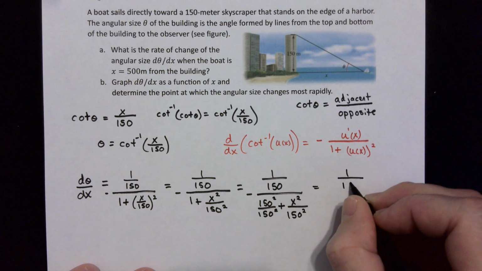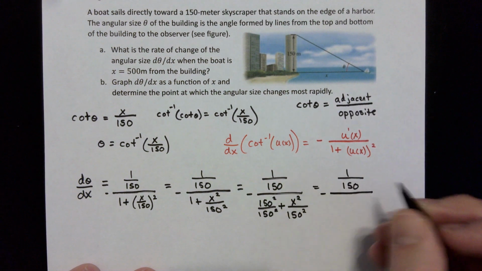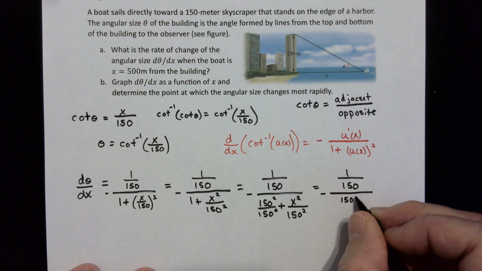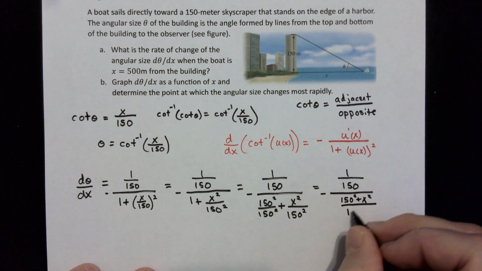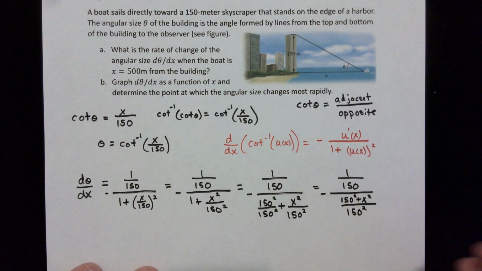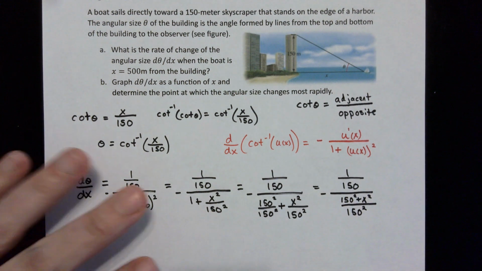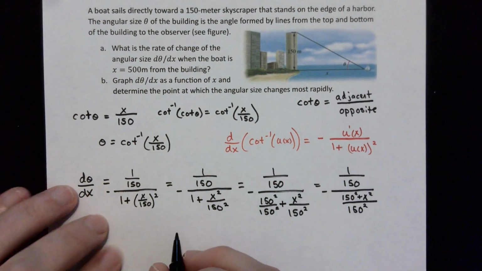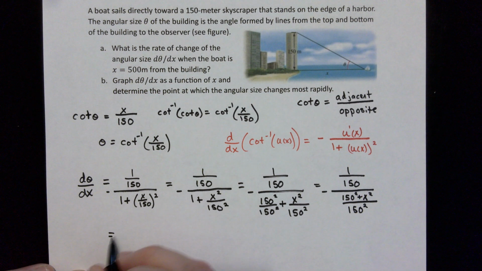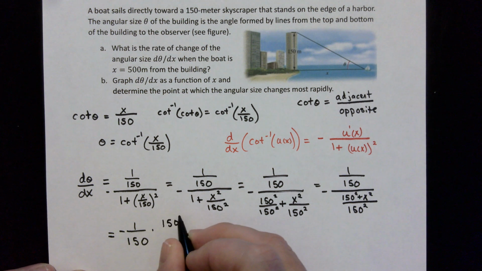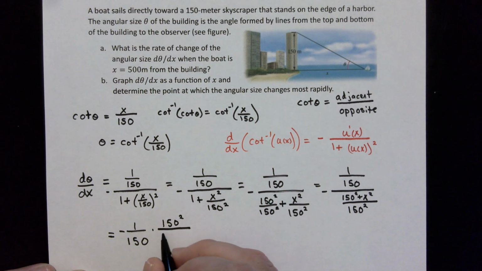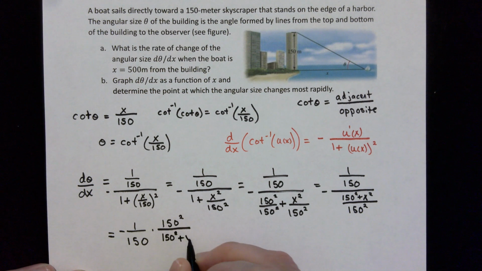So the top is still 1 over 150. Here's my negative sign out front. And I get 150 squared plus x squared divided by 150 squared. Okay, now I have a fraction divided by a fraction, so I can clean that up. Let's go back down here. Clean that up and flip the bottom and multiply. So here's the top fraction, and now I'm going to flip the bottom one and multiply. So the 150 squared would go on top, and the 150 squared plus x squared would go on bottom.